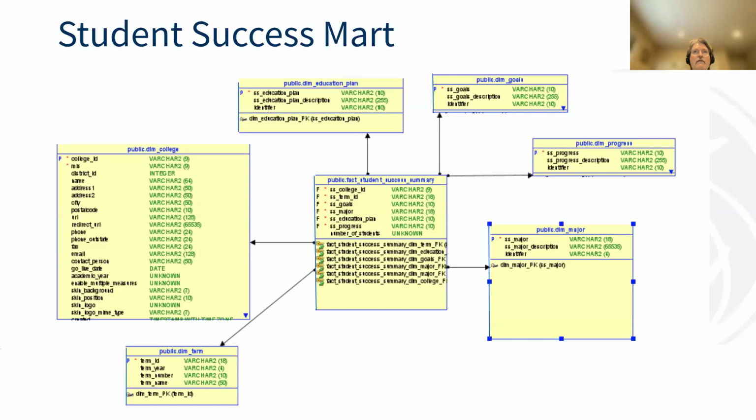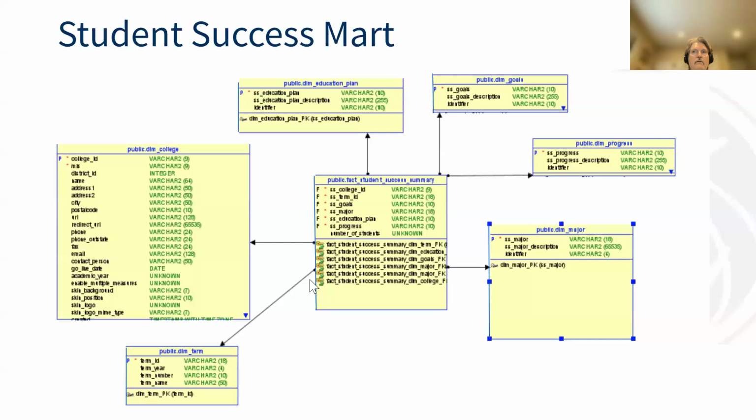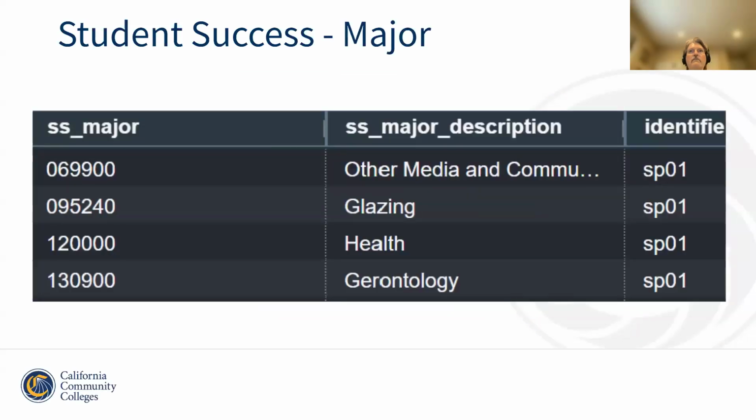This is a mart that shows how many students at what college during what term entered an education plan and defined their goals. I can show you the dimensions right here, and what major, if they did declare a major. Okay, so majors: if you looked at the MIS data, there are codes, but this actually defines what those majors are.